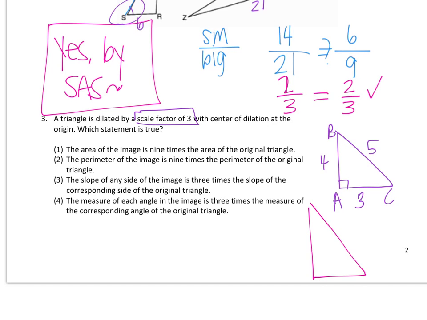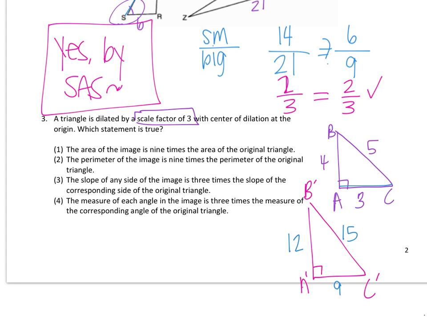Then it's growing by a scale factor of 3. So now I have A prime, B prime, C prime. If AC of 3 grows by a scale factor of 3, it now becomes 9. Just simply multiplying by 3. 4 times 3 is 12. 5 times 3 is 15. So now I can go through and answer these questions.